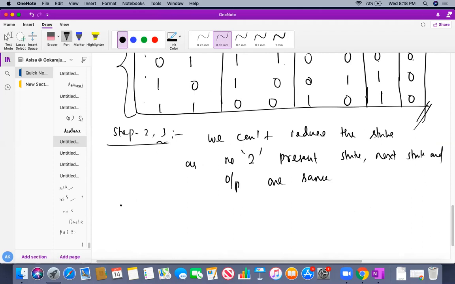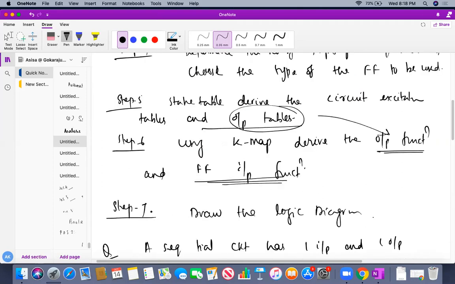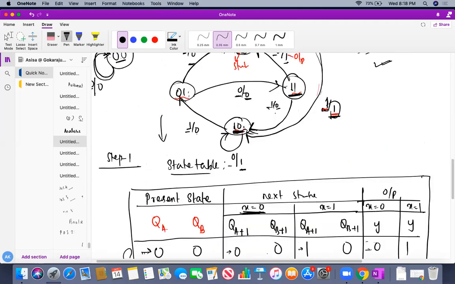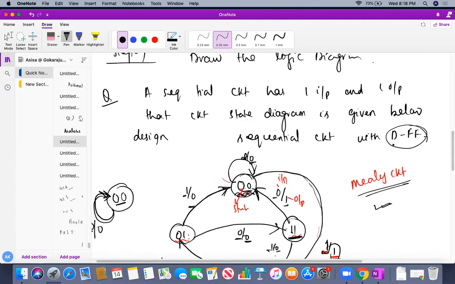Okay, next, what is step 4? We have already discussed step 4. What is step 4? Determine the number of flip-flops required and choose the type of flip-flop to be used. Already we know which flip-flop we are going to use. It is already given: we have to design the circuit with the help of D flip-flops.